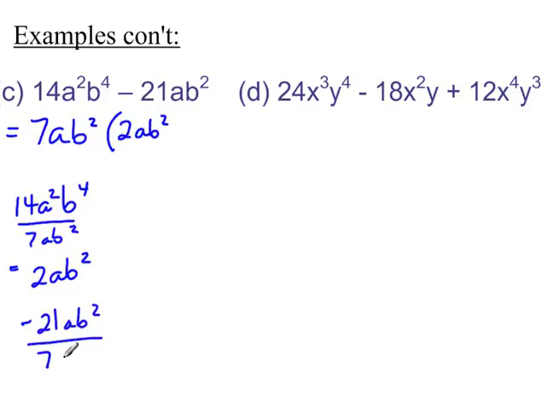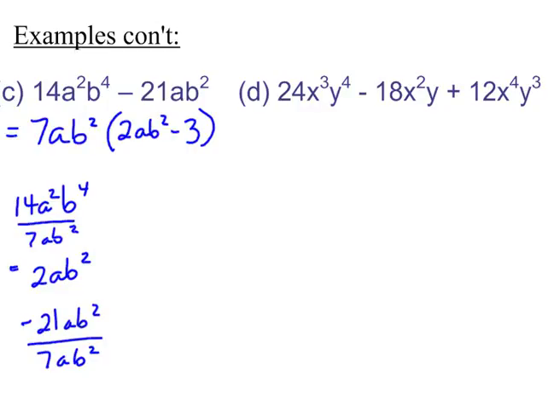And again, if you need to for this one, write it out. Be careful with this one because you've got a negative. So negative 21 divided by 7 is negative 3. And in this case, the a's cancel out and the b's cancel out. And that would be your final answer. Now again, you can expand that and check if you got it right. 7 times 2 is 14. A times a is a squared. B squared times b squared is b to the 4. And so you can check, did I do it correctly?